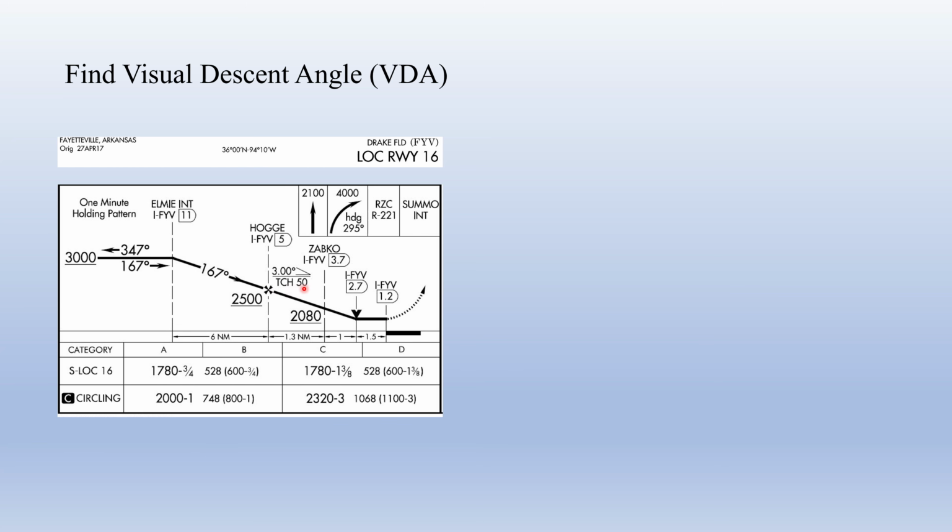Underneath it lists our threshold crossing height. This will be important for calculating our descent cross checkpoints. And this just tells us that if we start our descent at the final approach fix and we use this 3-degree visual descent angle, if we stay on that angle, then we will cross the threshold at 50 feet. As we're coming across the runway threshold, we will be 50 feet above the touchdown zone elevation.